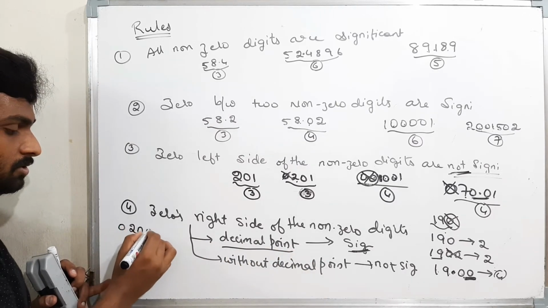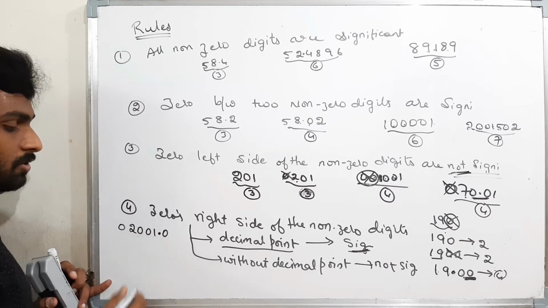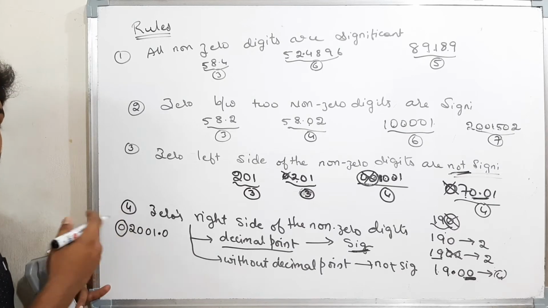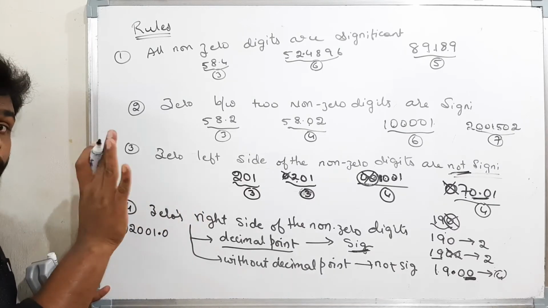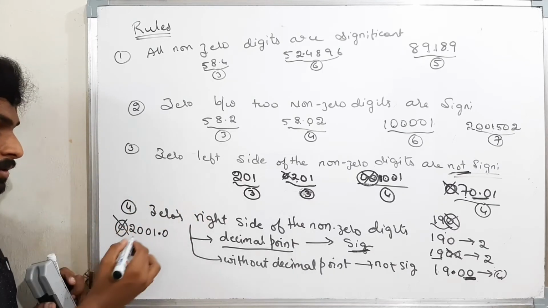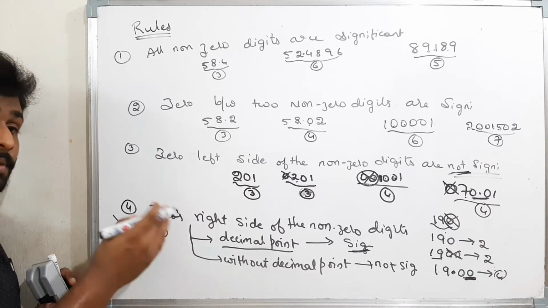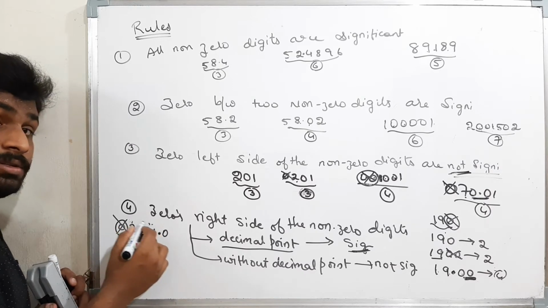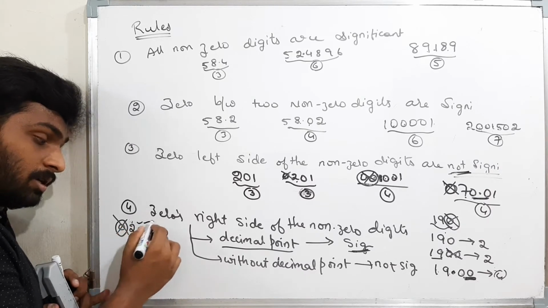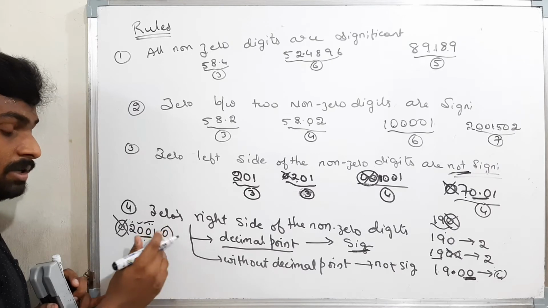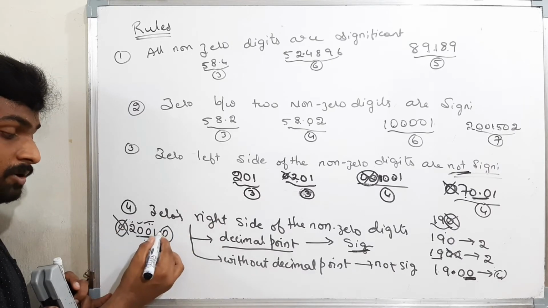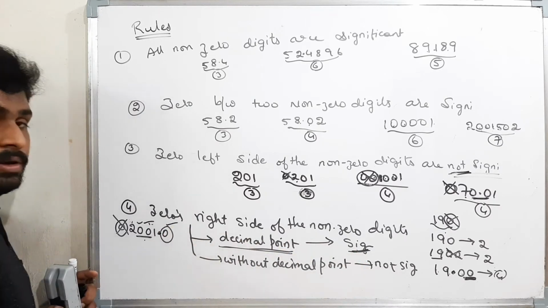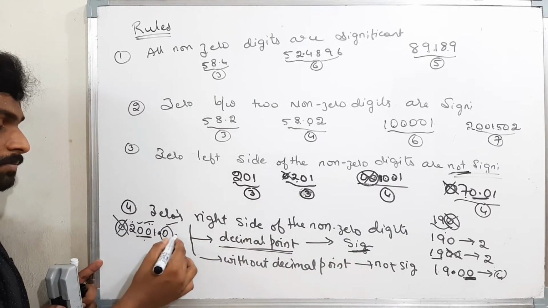0, 2, 0, 0, 1.0. Now, same, how many significant figures? This 0 is on the left side of the non-zero. Left side zeros are not significant. These two zeros are between two non-zero digits. Then these two are significant figures. This 0 is on the right side and there is a decimal point. If there is a decimal point, right side zeros are significant. Therefore these are significant figures. Therefore 1, 2, 3, 4, 5.